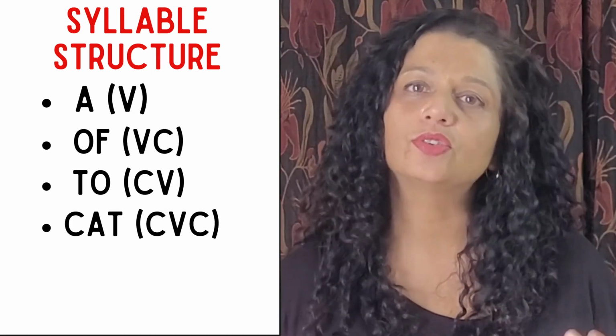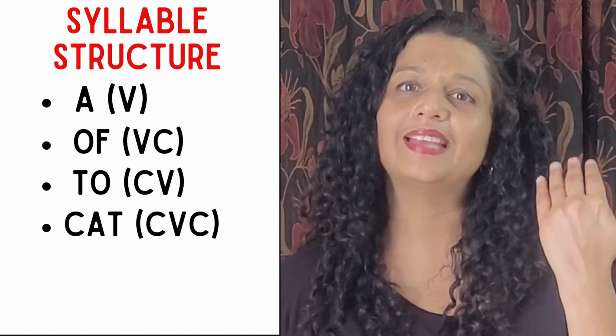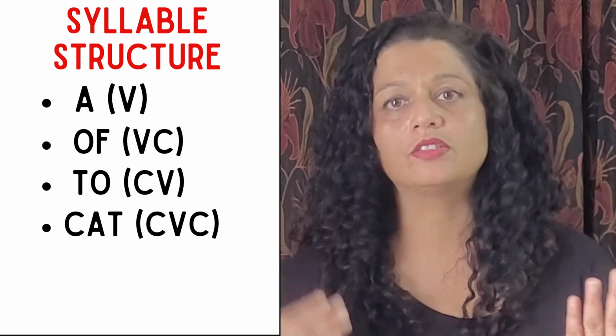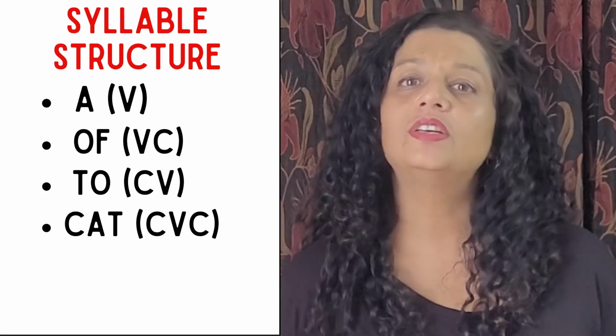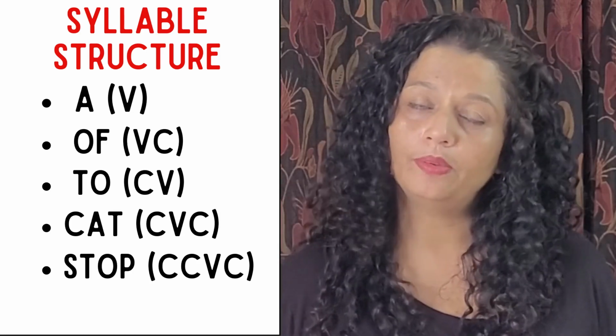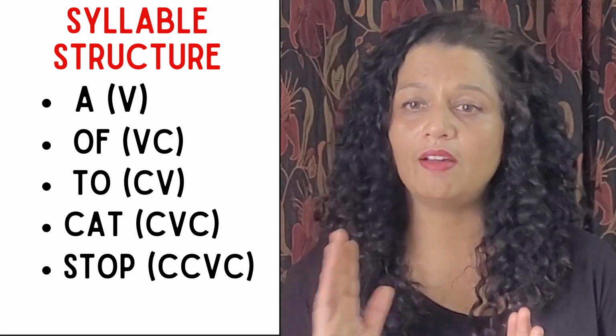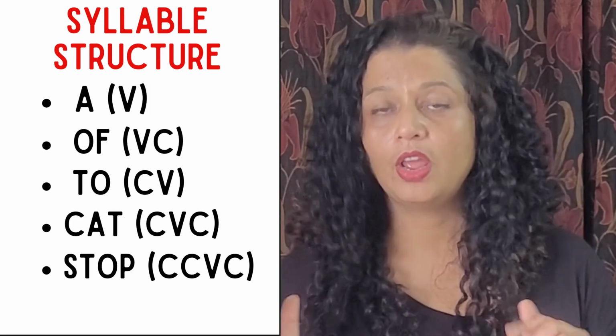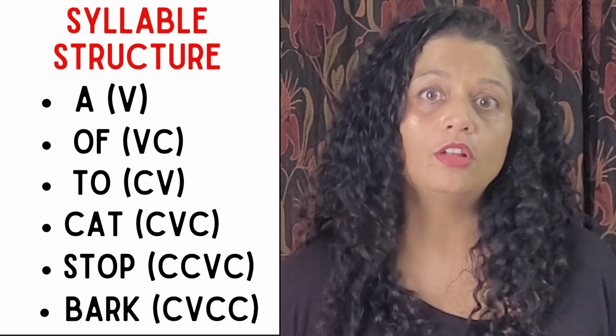The word cat is also one syllable. It is a CVC word, a consonant vowel consonant word. The word stop is also one syllable. It has 2 consonants, a vowel, and another consonant. The word bark is also one syllable.